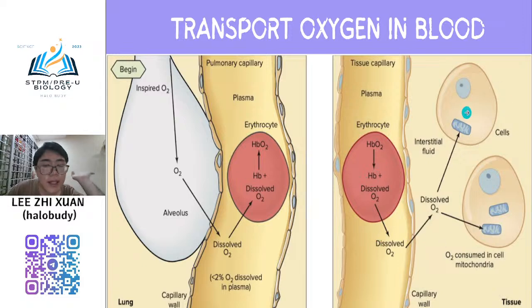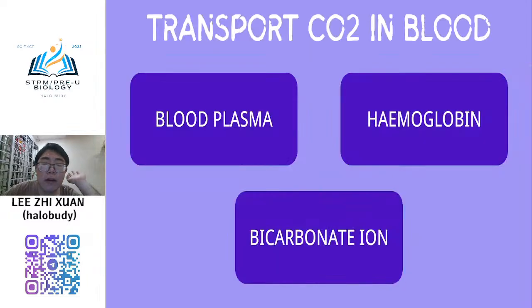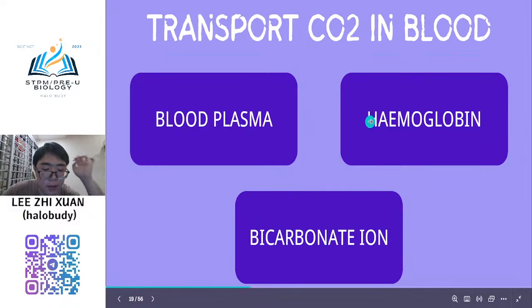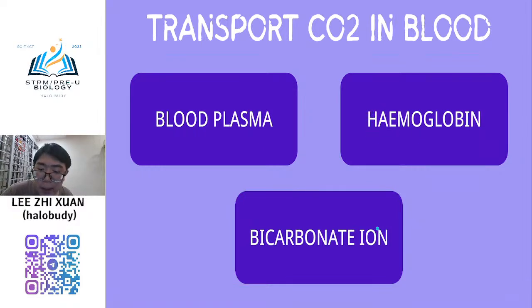Just like that. But for carbon dioxide, it's more complicated. It has three pathways. Either it is dissolved into the blood plasma, or it binds with the hemoglobin, or it undergoes a chemical reaction to form bicarbonate ion. All of these we will explain one by one.